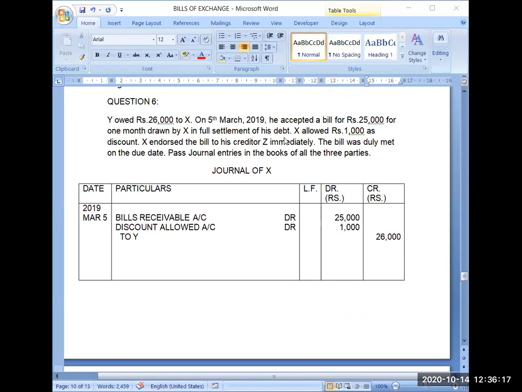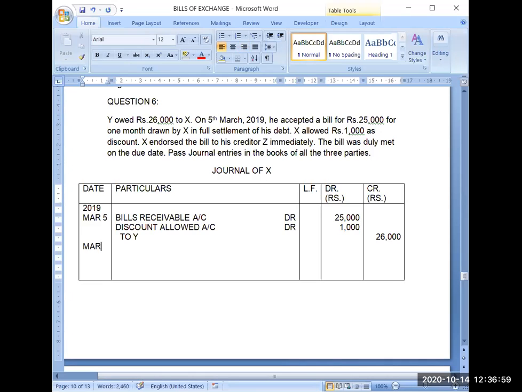Now, what has happened after that? X endorsed the bill to his creditor Z immediately. So on March 5 only, the bill has been transferred to Z. And who is Z? Z is creditor of X. He has no relation with Y. So that's why Y is not concerned what has happened to that bill that he has signed and he has given acceptance. He will be concerned with that bill only after 1 month when the bill will be presented before him for payment. So after 1 month, he will be making the payment to the person who is having that bill.